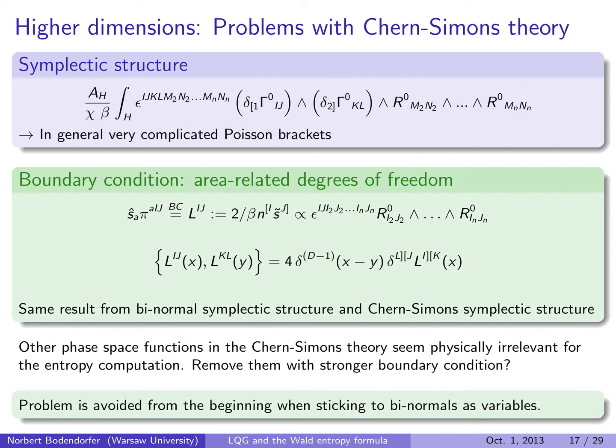But the statement here I want to make is that this problem is completely avoided if you just stick to binormals as horizon variables. So you just use n and s as variables on the horizon, and you want to try to quantize them. And that is what we're doing on the next slide, slide number 18.